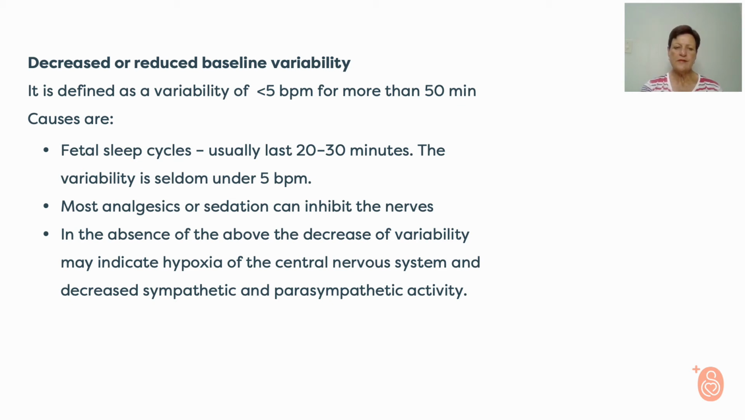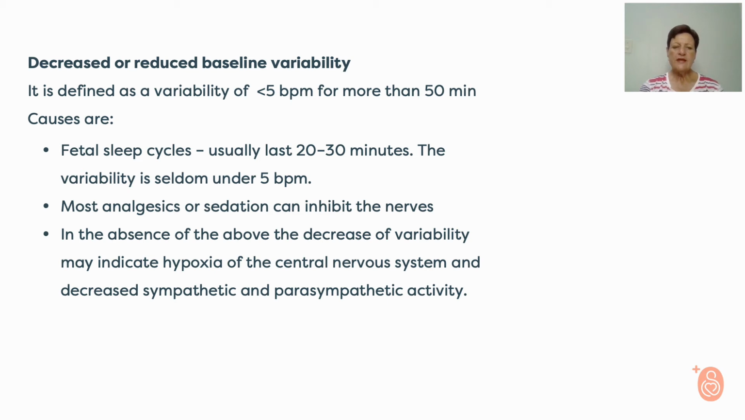If you, for example, give a mother pethidine during labor, it's very highly likely that you will find decreased variability of the fetal heart after that. Or if the mother is on some other sedation also, any sedation or analgesics that suppress the nervous system of the mother will also suppress the nervous system of the fetus, with decreased variability.